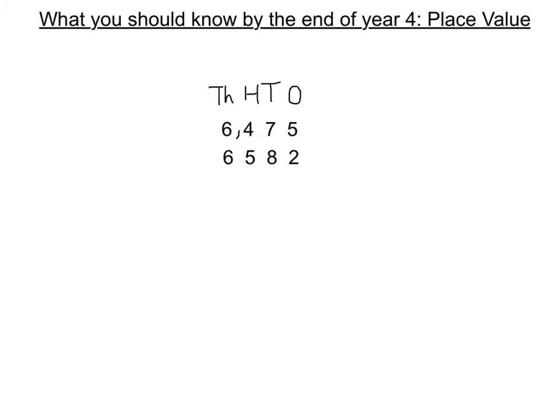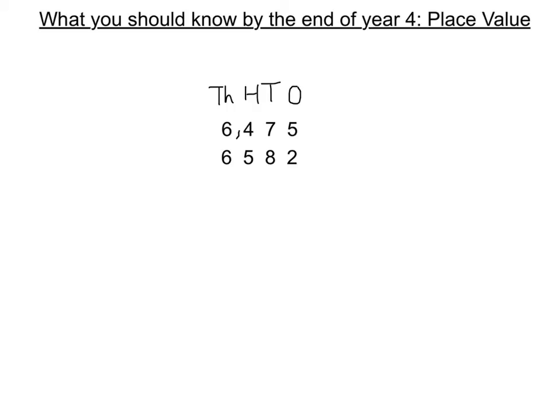For example, if we were trying to work out which of these two numbers were the biggest, we'd start with looking at the end here. They have both got 6,000s. However, this number below has 500s, which therefore means it is bigger than the number above it, which only has 400s.